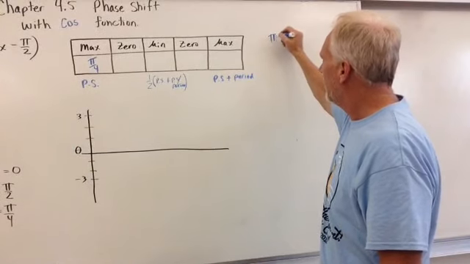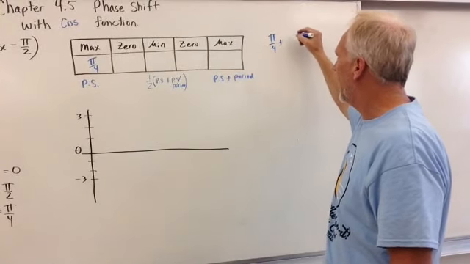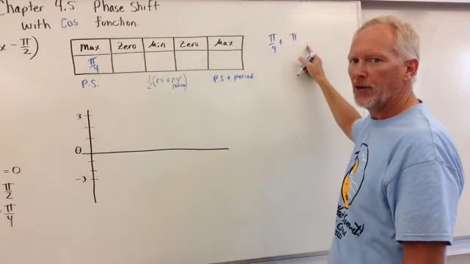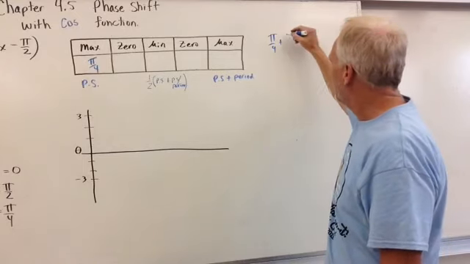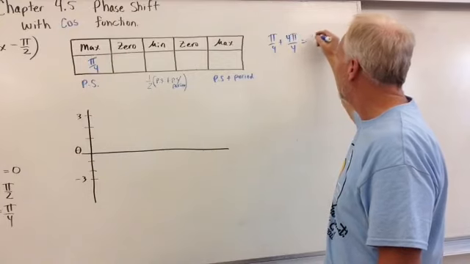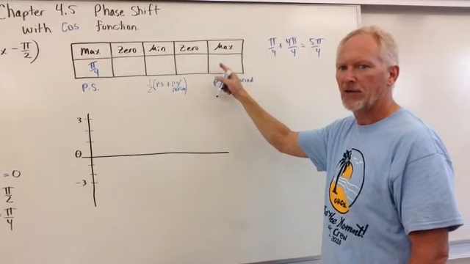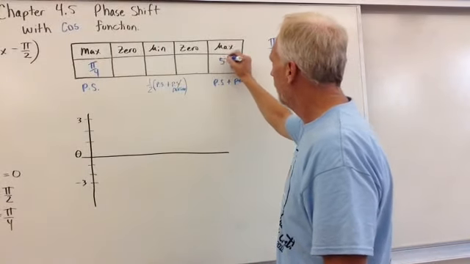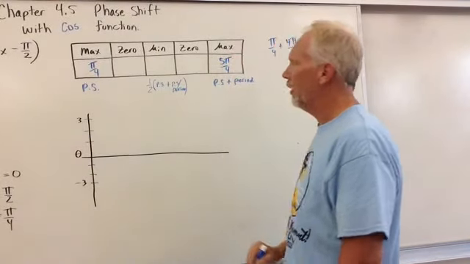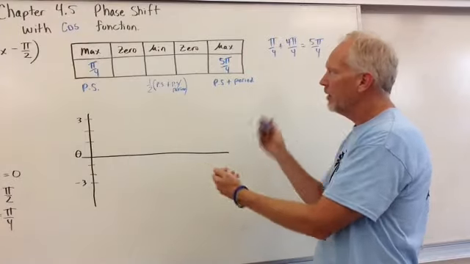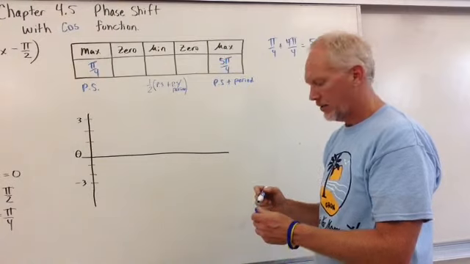So we need to find out where this last max is. We'll take pi over 4 plus pi. Now, I'm going to turn pi into terms of 4. So I'll take 4 pi over 4, and we get 5 pi over 4. So our last max is at 5 pi over 4. It's just the phase shift plus the period, and we get our last max.